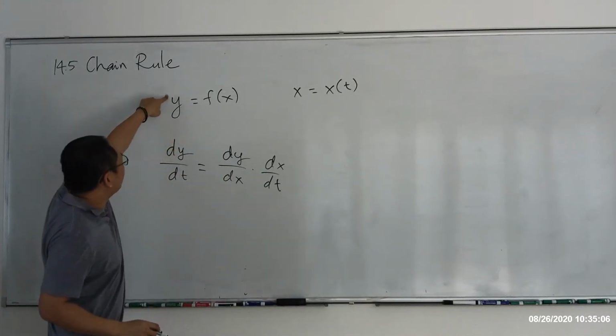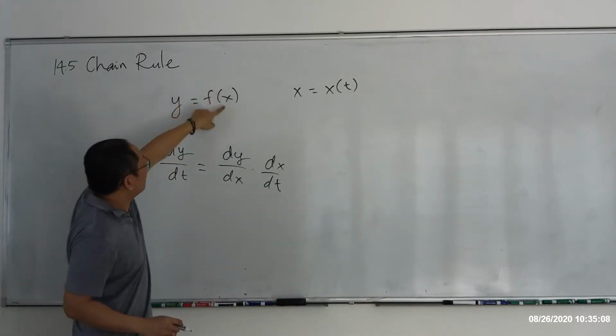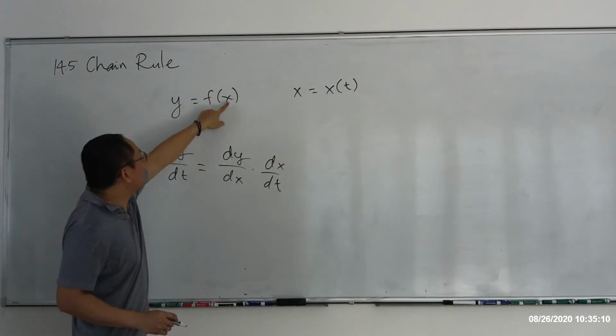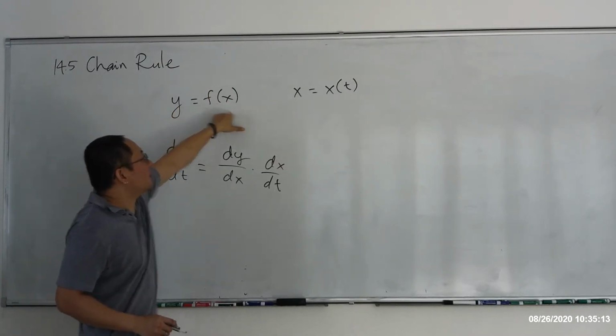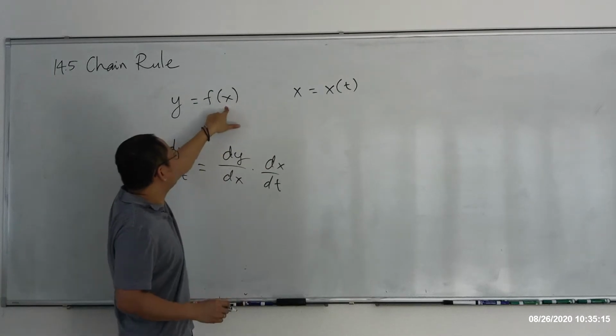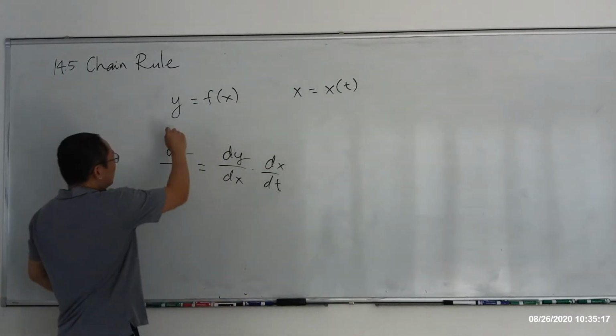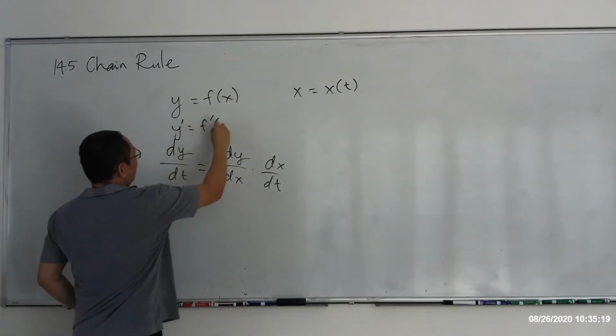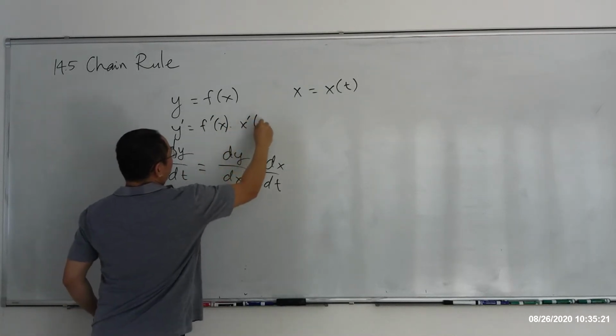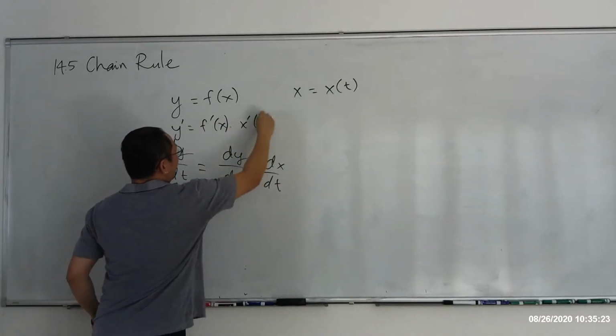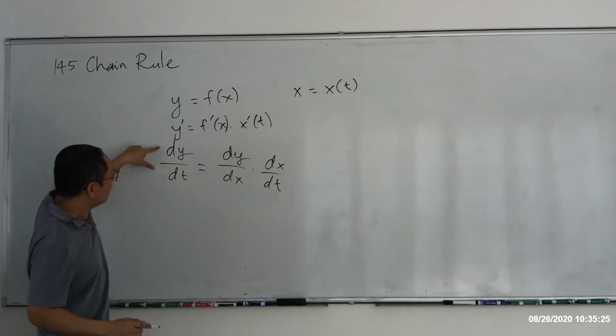In other words, you want to differentiate y. You take the derivative of the function f of x, but now x is not a variable. x is a function of t, so you have to multiply by x prime of t. So really, y prime is f prime of x times x prime of t. That was what you guys learned in Calc 1, right? This is what it means right here.